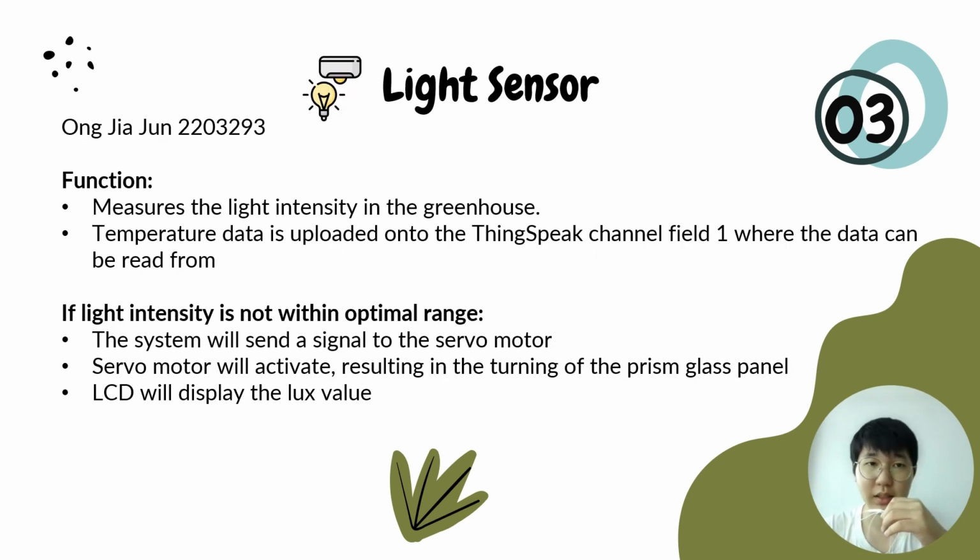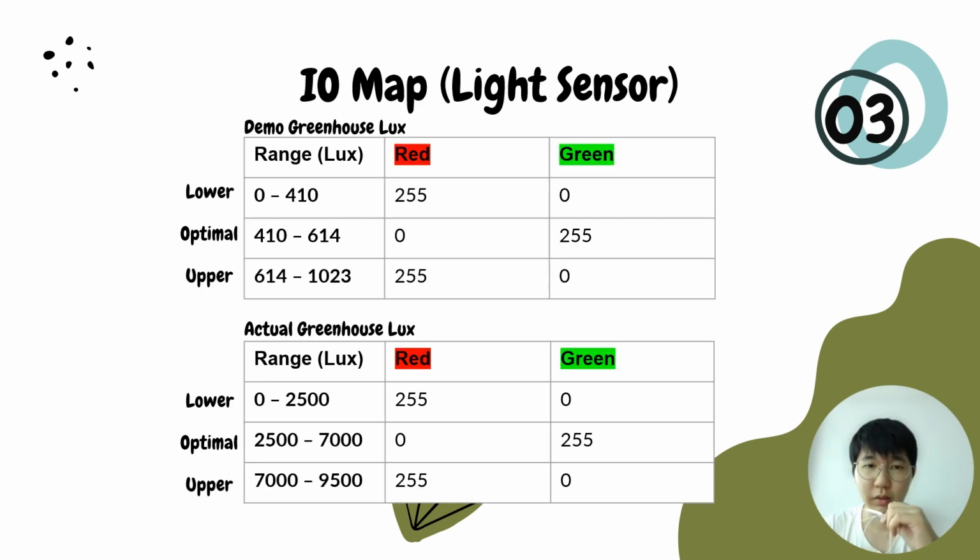Next is the light sensor. The function is to measure the ambient lux in the greenhouse. Functionality in IoT is the light intensity values are uploaded onto ThingSpeak channel field 2 where the data can be read from. For the I/O map of the light sensor, the ideal range is 410 to 614 lux, and the RGB will turn green, LCD will turn red, and the above table will be the values used for the demo.